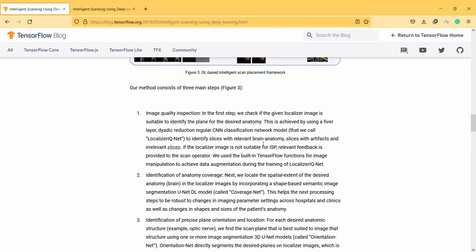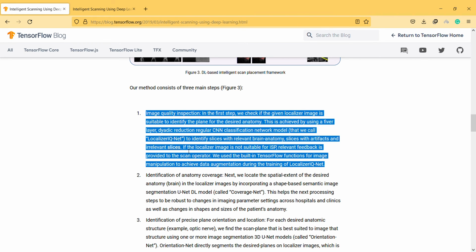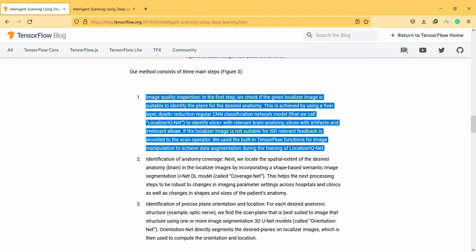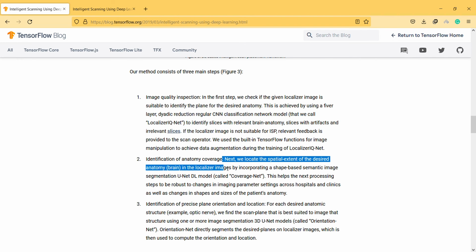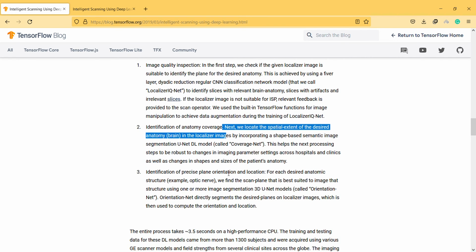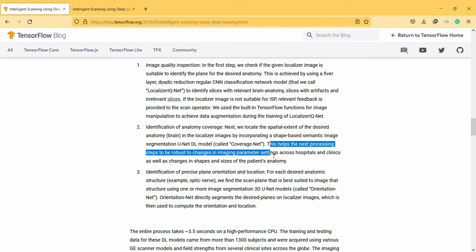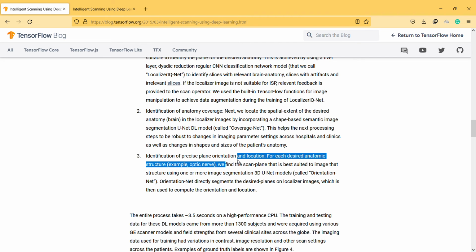So these are the 3 steps of the method. In the first step, we check if the given localizer image is suitable to identify the plane for the desired anatomy. And we use the built-in TensorFlow functions for image manipulation to achieve data augmentation during the training of localizer and identification of anatomic coverage, and we locate the spatial extent of the desired anatomy. The next processing steps are made robust to changes in imaging parameter settings across hospitals. Then later they identify the precise plane, orientation, and location.